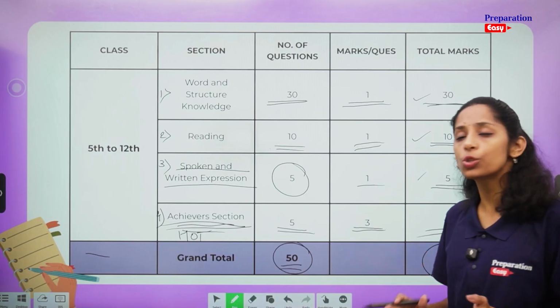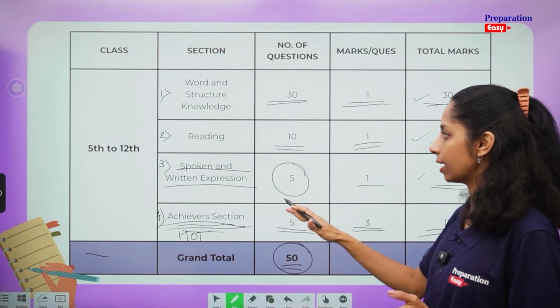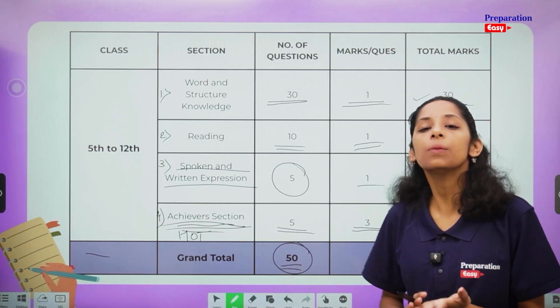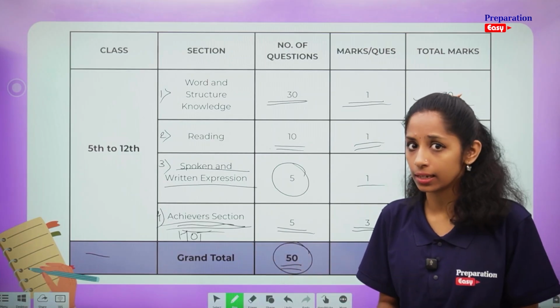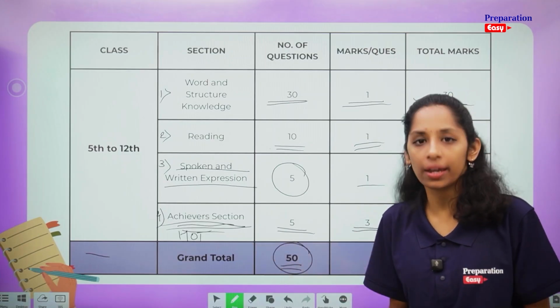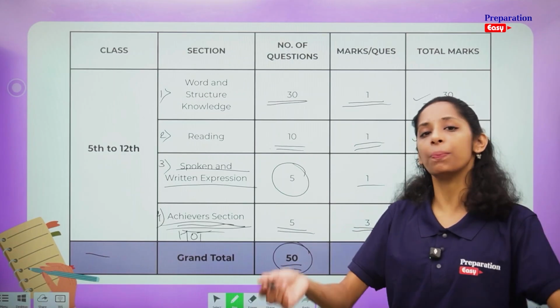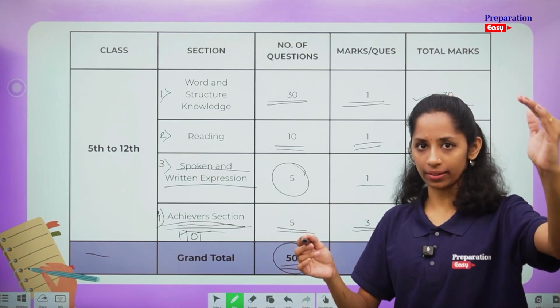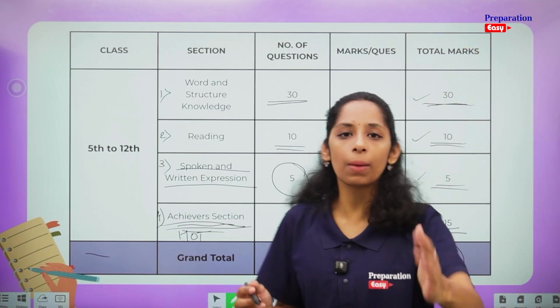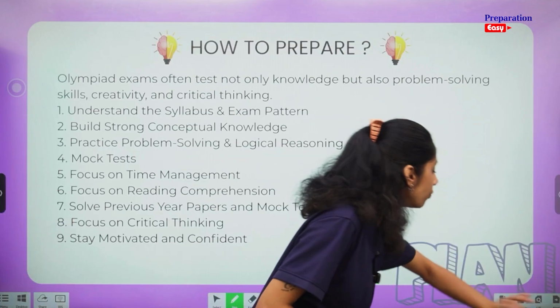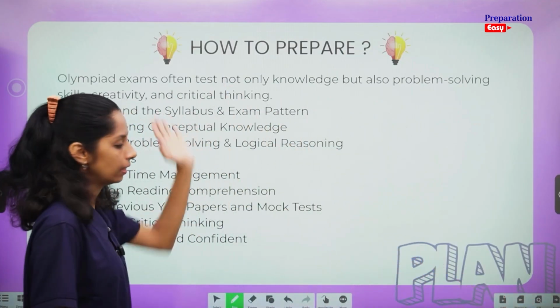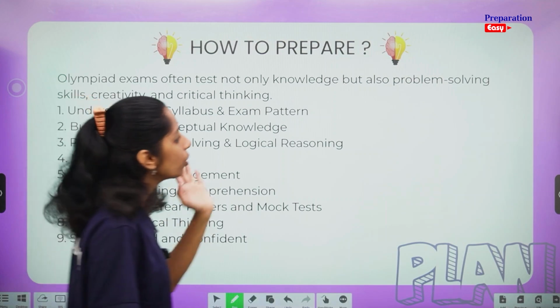I hope you understood the pattern of this exam. Okay, the syllabus and pattern are easy, but how do we prepare? We make a plan. Okay, so I have come up with a plan for all of you, and this is going to be our plan.